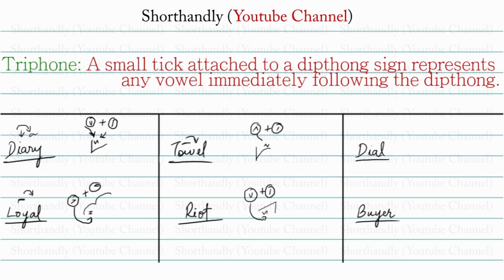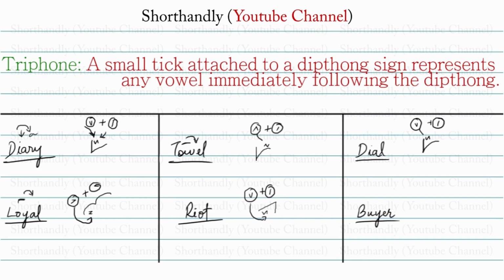Let's proceed to the next word. We have dial. So dial will be written like this. So see, again we have this I diphthong because we are having the sound of I, and then we attached a small tick to represent our little bit of the sound of a vowel also. So that's how you write the word dial.